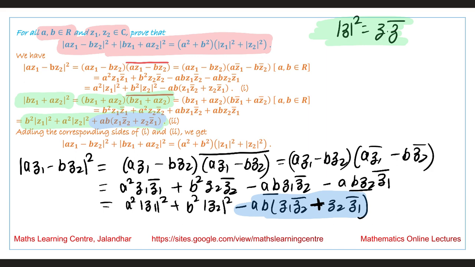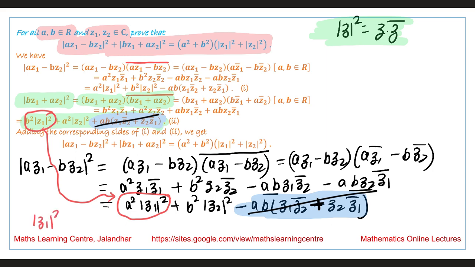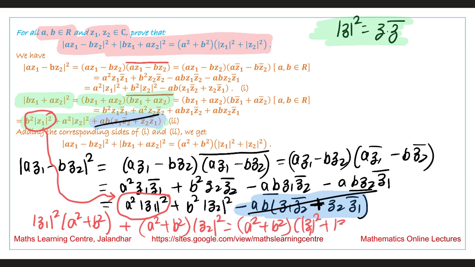So both these terms are the same, so these two terms get cancelled, and on adding these values, look at these terms over here: it is a square mod of z1 square, this is b square mod of z1 square. So when we take mod of z1 square common, we are left with a square plus b square. Similarly, for the next term, we will have a square plus b square into mod of z2 square. So if we take a square plus b square common, we get mod of z1 square plus mod of z2 square, and this is what we have to prove.